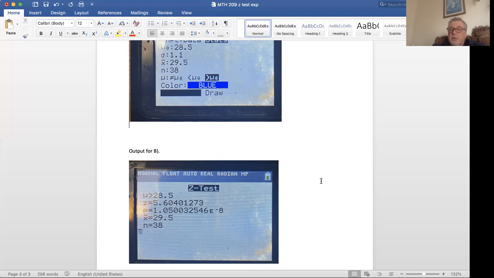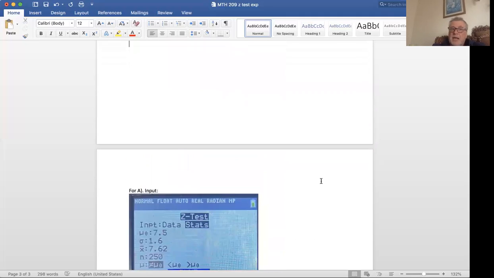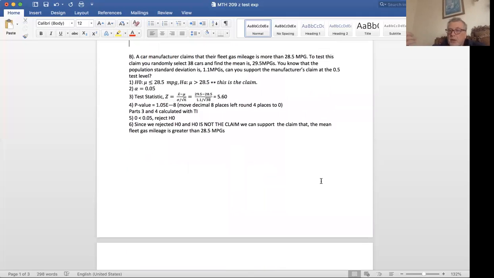So we put those in steps 3 and 4. That helps us decide in step 5. And then we put it all together in step 6.